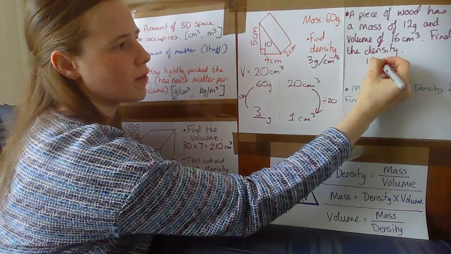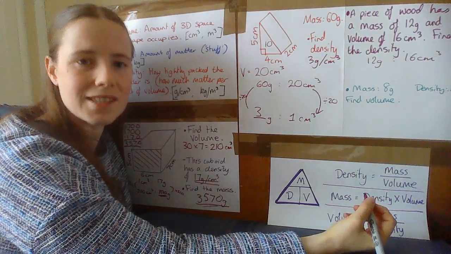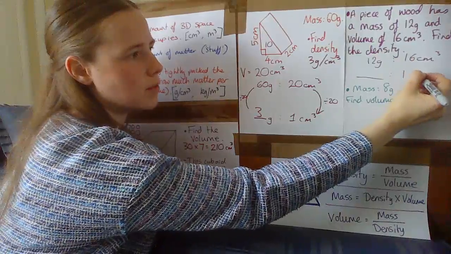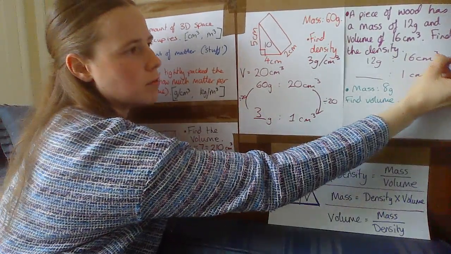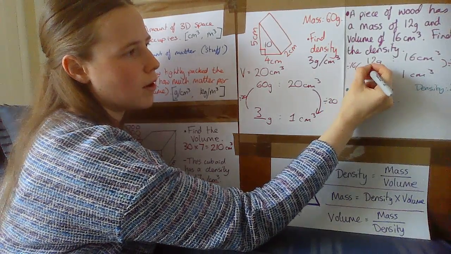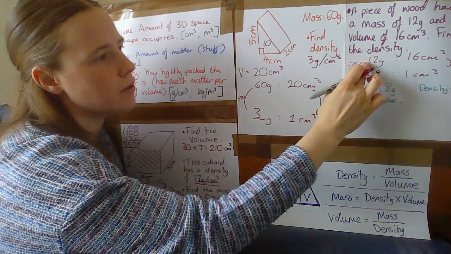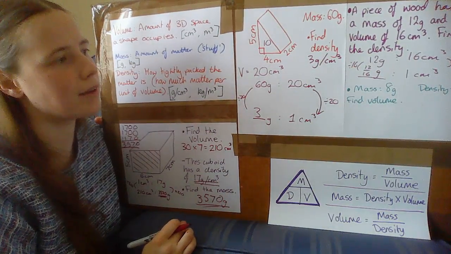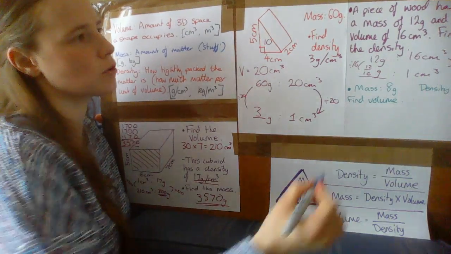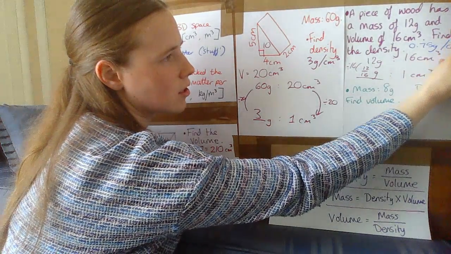So if I've got 12 grams of wood, that's going to take up 16 centimetres cubed. If I want the density, I need to work out how many grams I need per 1 centimetre cube of volume. So I'm going to be dividing by 16 on both sides. So 12 over 16 grams is going to be 1 centimetre cubed. Both of those can be divided by 3 to come out as 3/4. So the density for this one is 3/4 or 0.75 grams per centimetre cube.